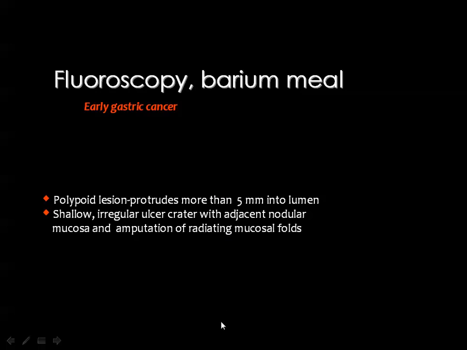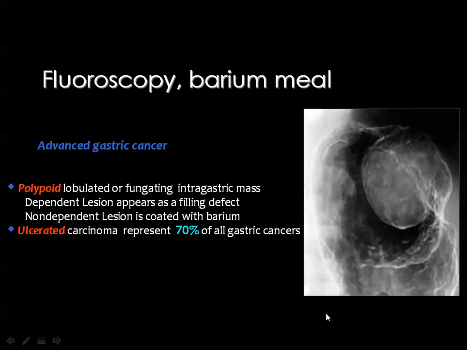Then the appearance of early gastric cancer may be in the form of a small ulcer with the mucosal folds not reaching the edge of the ulcer, as I have mentioned, or you see a small ovoid lesion, which is most commonly sessile and associated with localized mucosal thickening. But this is an appearance of an advanced gastric cancer with a large mass coated with barium in the gastric fundus, as you can see here.